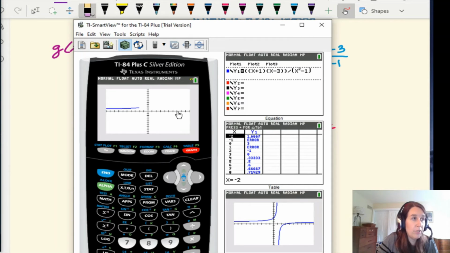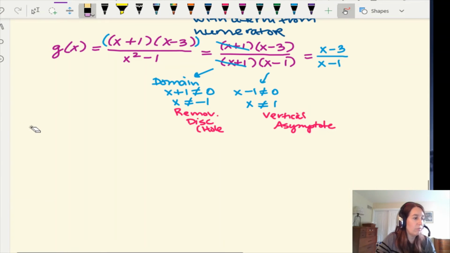that you do indeed have that vertical asymptote at x is equal to positive 1, right? And then you can't see it in the graph, but you can see in the table that at negative 1, you also have a hole, a removable discontinuity. Okay, so let's graph that on our paper.